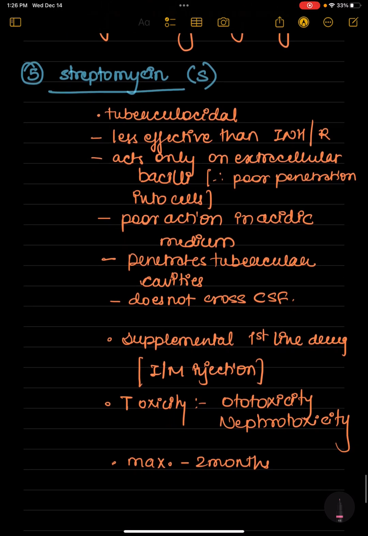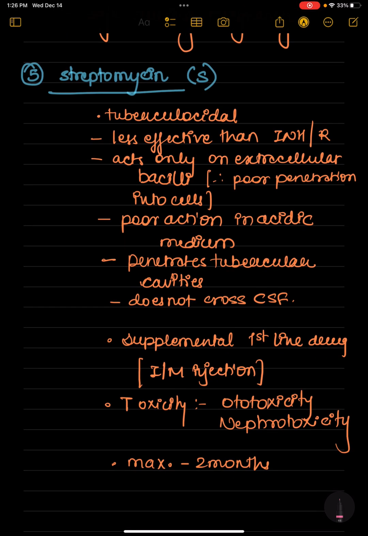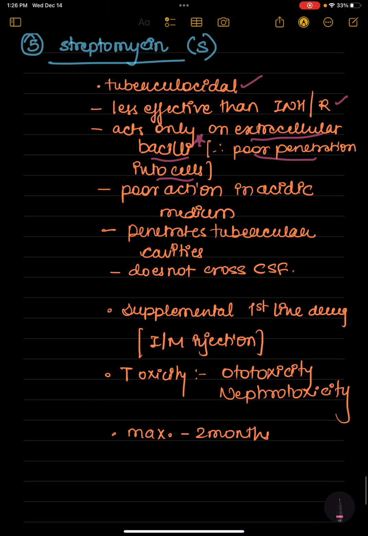Next is streptomycin. This is a tuberculocidal drug. It is less effective than isoniazid and rifampicin. It acts only on extracellular bacilli because there is poor penetration into cells, so it can't act on intracellular bacilli. There is poor action in acidic medium. It penetrates the tubercular cavities but doesn't cross into the CSF.